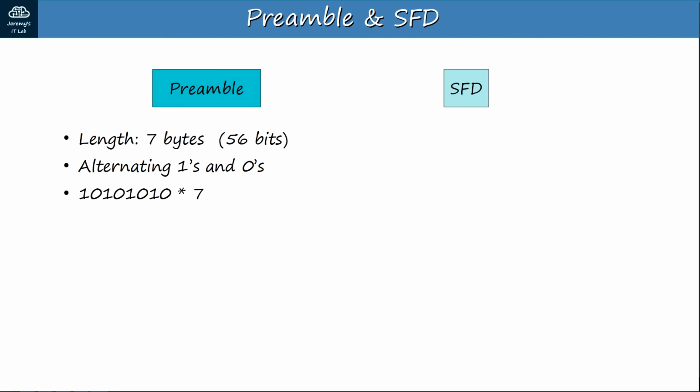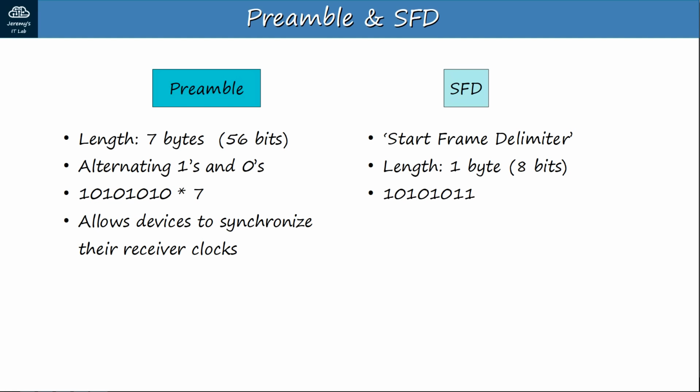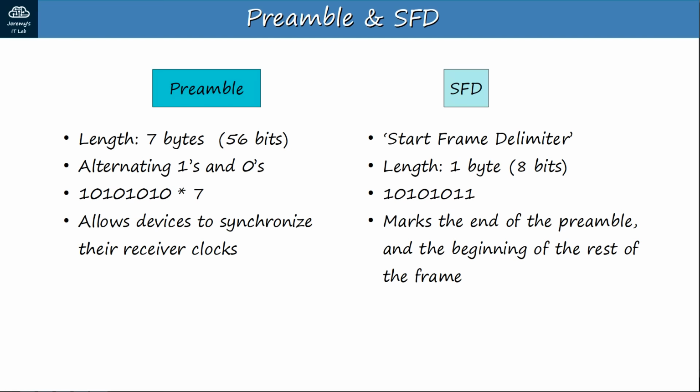The purpose of this is that it allows devices to synchronize their receiver clocks to make sure they're ready to receive the rest of the frame and the data inside. Okay, that's the preamble. Now the SFD. SFD stands for Start Frame Delimiter. Its length is 1 byte, or 8 bits. Its bit pattern is 10101011. Similar to each byte of the preamble, but the last bit is a 1, not a 0. It indicates the end of the preamble and the beginning of the rest of the frame.